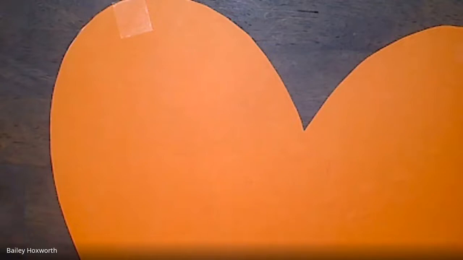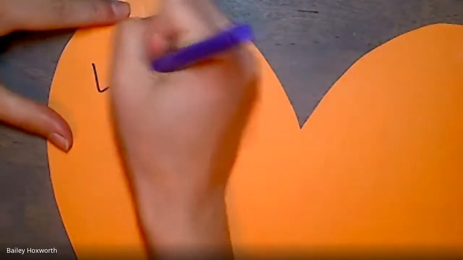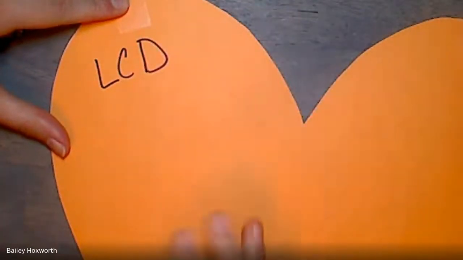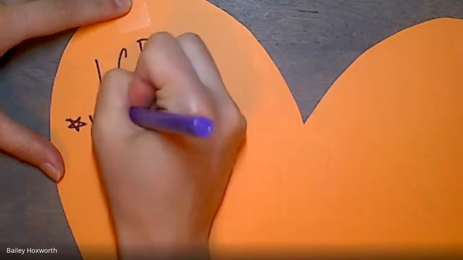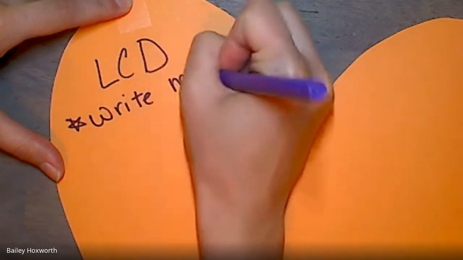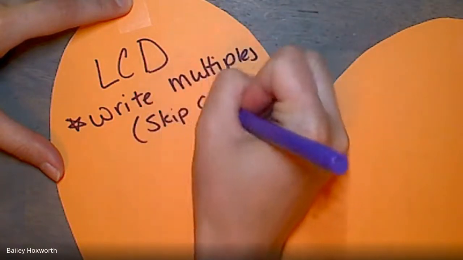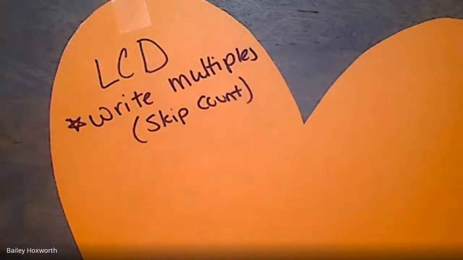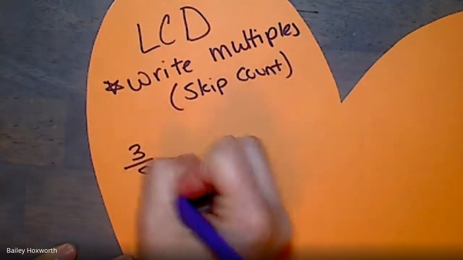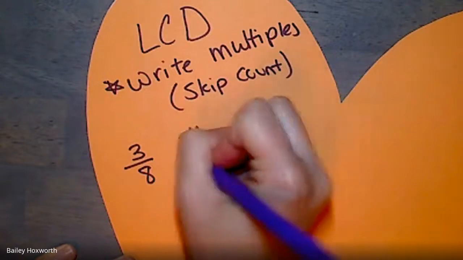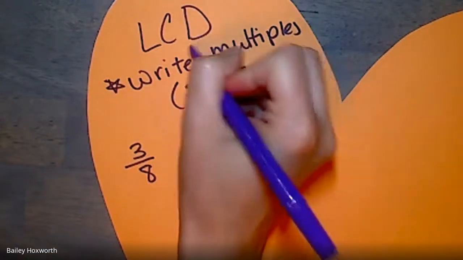Okay, so two different things happen here. When you are finding the LCD, you have to write its multiples. And remember, multiples is just skip counting. And we only do this to the denominator only. So let's say we had 3/8 and 4/6, and I needed to find the least common denominator.